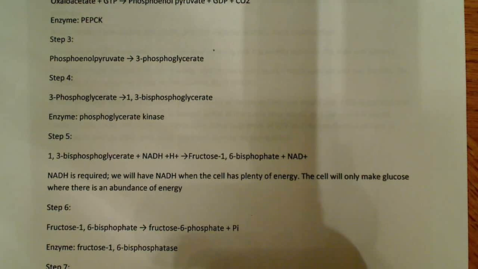We will have NADH when the cell has plenty of energy, and the cell will only make glucose when there is an abundance of energy. So this is not a catabolic process like glycolysis. That was a catabolic process where we're breaking something down. This is an anabolic process. We're building a larger 6-carbon molecule from 2 smaller 3-carbon pyruvate molecules.